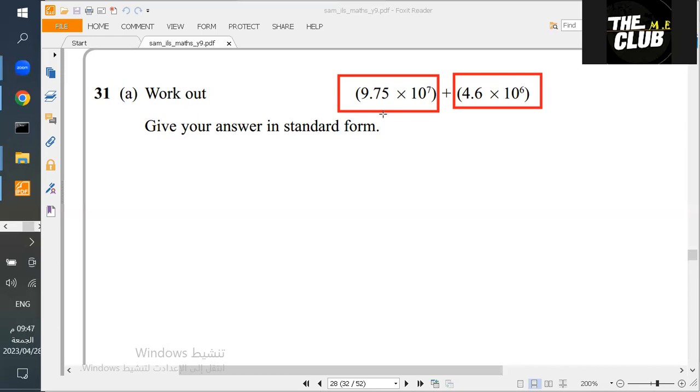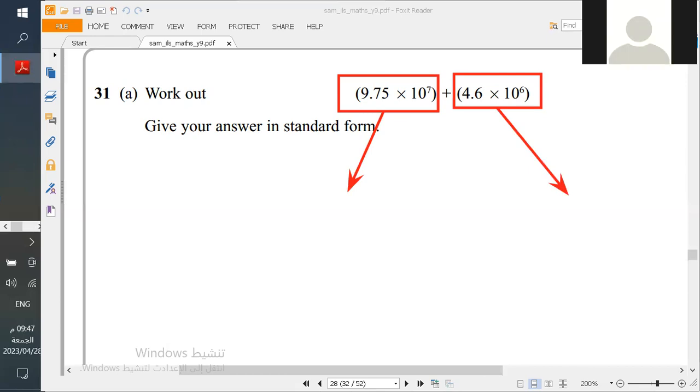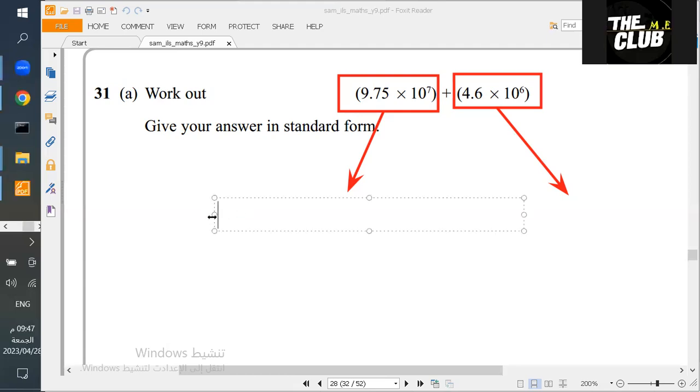Don't skip a step. Do this step first. Don't put it all in the calculator, because they will tell you you should make the powers the same. Yes, you can do that. No problem. You can do the power thing, or you can write this in the calculator. It will give you a number, 9.75. Let me do it here. 9.75 times 10 to the power of 7. It's better than turning the powers together. This is better: 975 with 5 zeros.